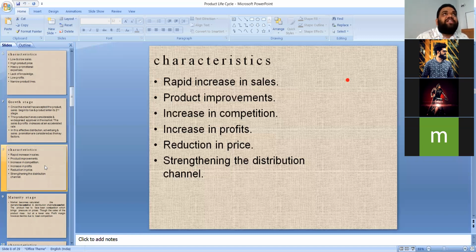So what do you mean by strengthening the distribution channel? Wherever we have introduced our product, we have to spread it to different areas, maybe to other states, maybe to other countries also. So that is one thing.